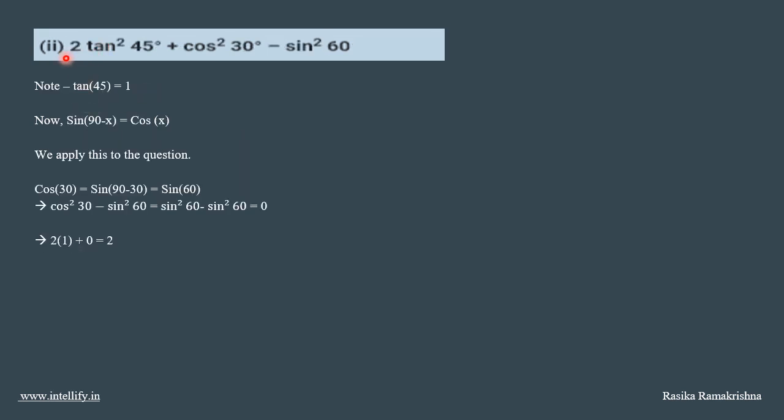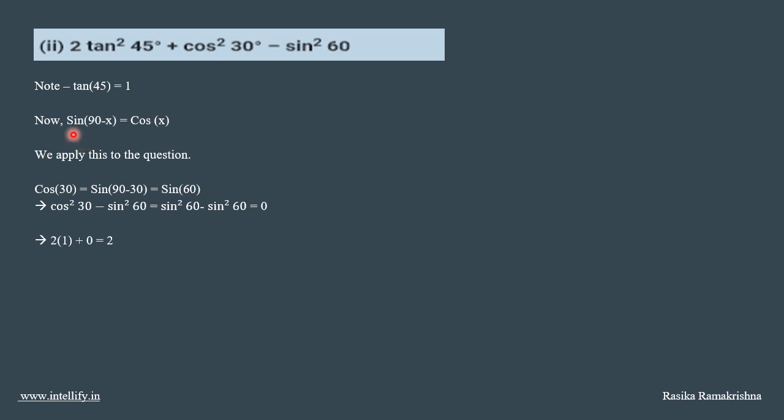Alright, so let's look at subdivision 2. Here we have 2 tan square 45 plus cos square 30 minus sin square 60. Again, at this point, you can go ahead, substitute the values of tan 45, cos 30, sin 60 in the equation, add and subtract, and you'll arrive at the answer. Or we can do the following. So note that tan 45 is equal to 1. So keep that in your mind, alright?